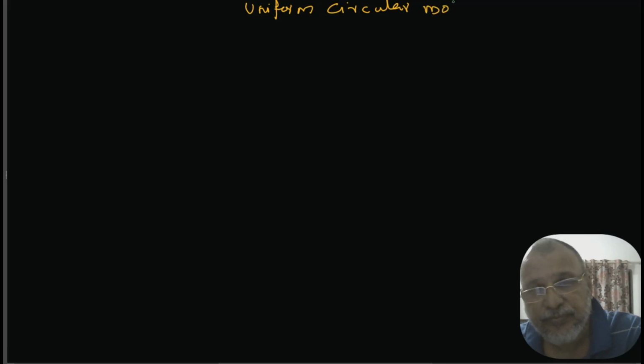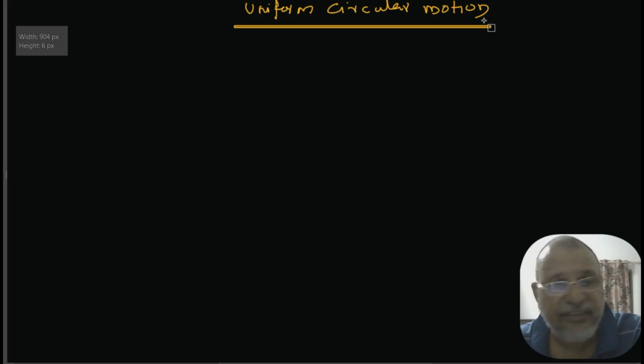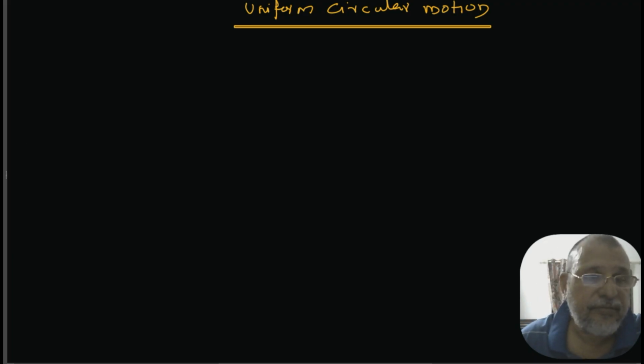Uniform circular motion. Circular. Let's see all the basic concepts first. That's number one. Tangential speed.